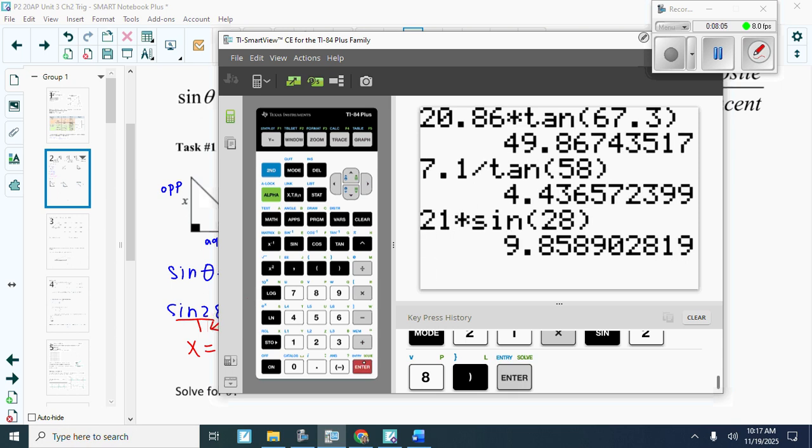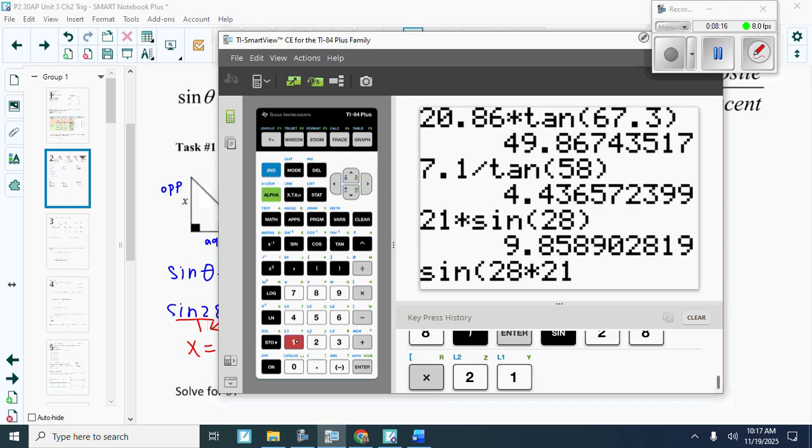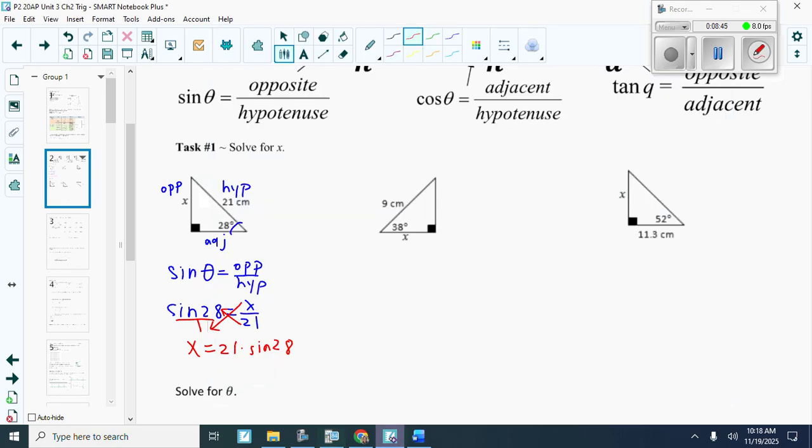This is what I saw last year. People would switch the order, because when you multiply, it doesn't matter which one you do first. But this is what I saw: sine 28, and then they go times 21. They didn't close the bracket, and they got the answer wrong. So if you're one of those who forgets to close the bracket, always put the 21 times first, and then you won't have any problems. Mathematically, this is telling the calculator to multiply the angle by 21, not multiplying sine of the angle by 21. So instead, if you just put the number in front, you should be good.